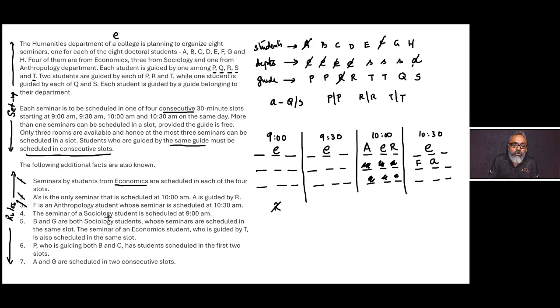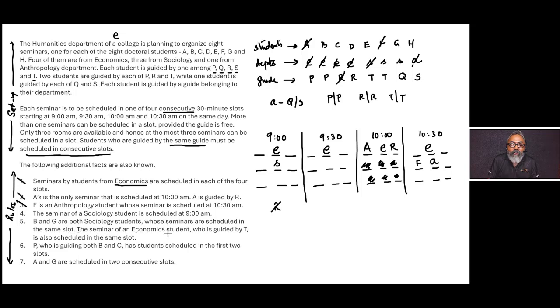The seminar of a sociology student is scheduled at 9 a.m. We've got one sociology student scheduled at 9 a.m. Let's put one sociology student there, scheduled at 9 a.m. Perfect. B and G are both sociology students whose seminars are scheduled in the same slot.